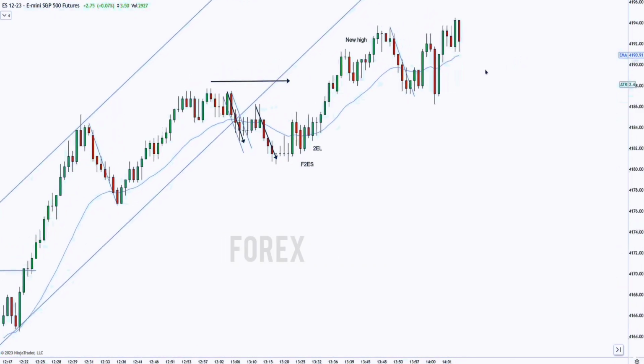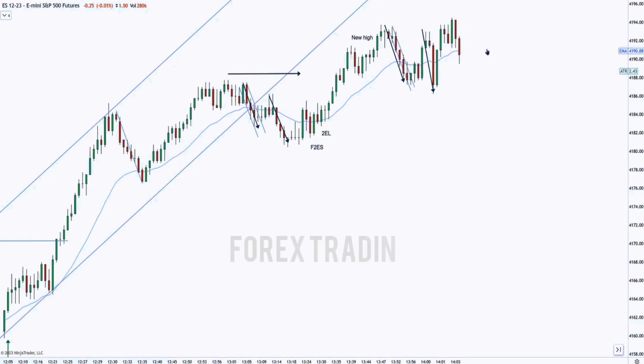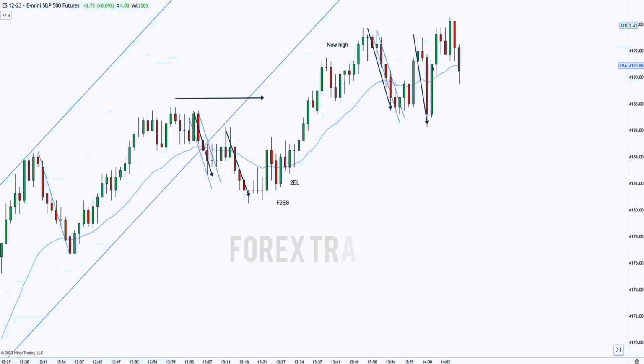I have a new high, first entry long. Can I get some second entry long, high low at the EMA? No tick lower, very close, no high low, and once again nothing. So unfortunately, no setup again.